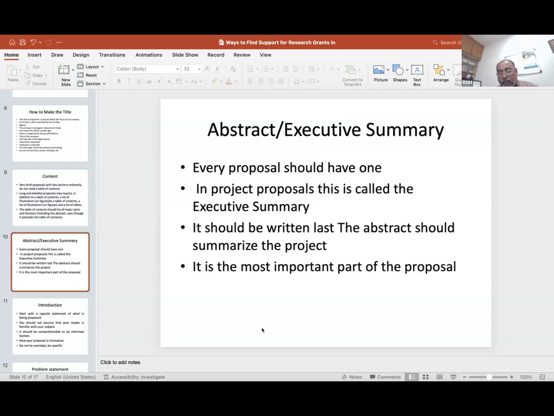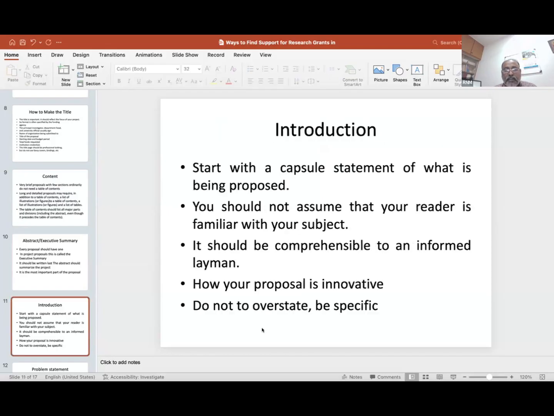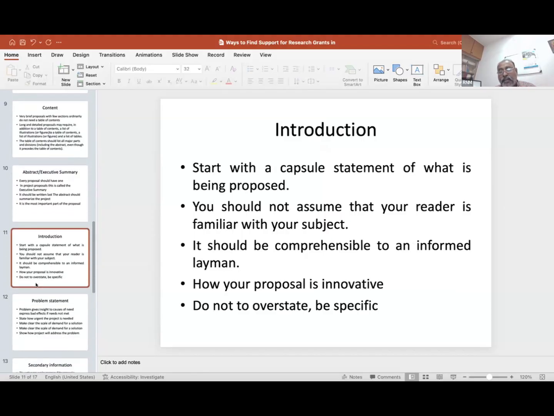So it cannot be a conclusive statement, but still this executive summary helps you to present your research proposal in toto. The next slide, please. Now this is the introduction. Like executive summary is abstract.